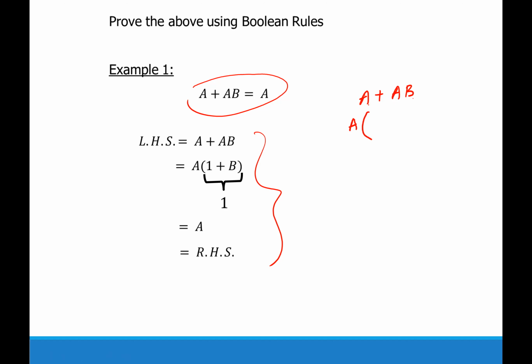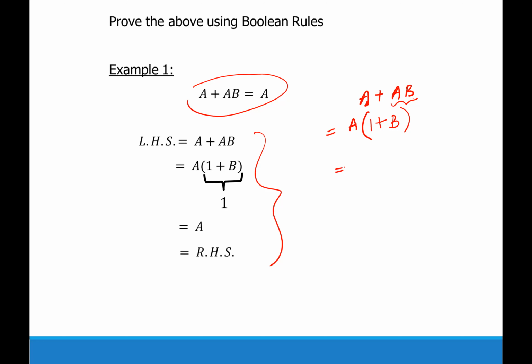After taking out A, what will happen? Here we have only one. And in the other case, after taking A from here, the remaining value is equal to B. Right? Now, how do we simplify this one?